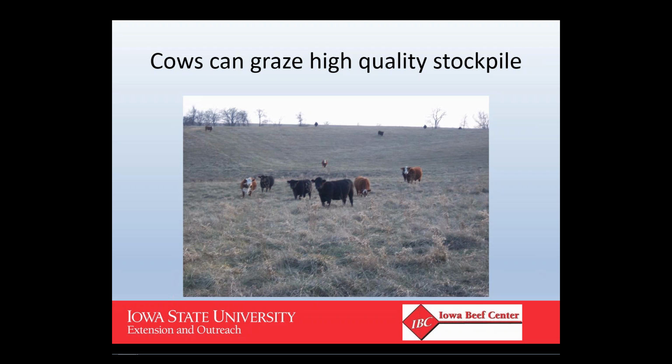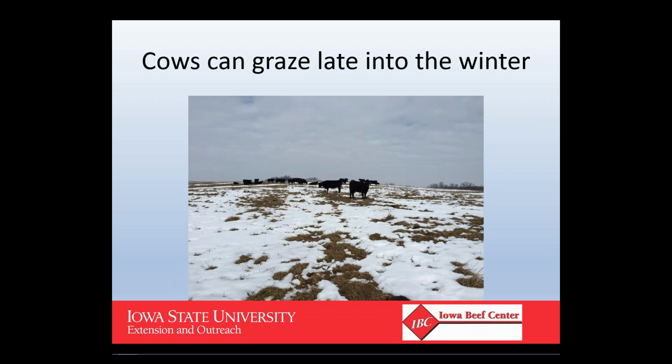So our cows can graze high quality stockpile in Iowa. One of our producer models is extended grazing, and we have cooperators who are really striving to not feed any hay. That's what they'd like to do. It can be really high quality feed, and they can graze late in the year.